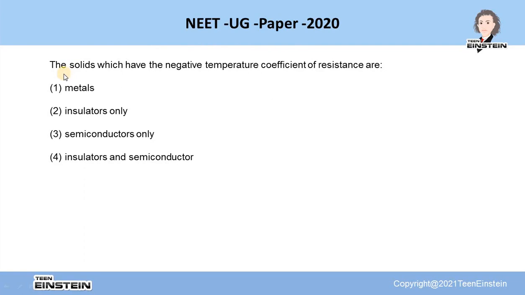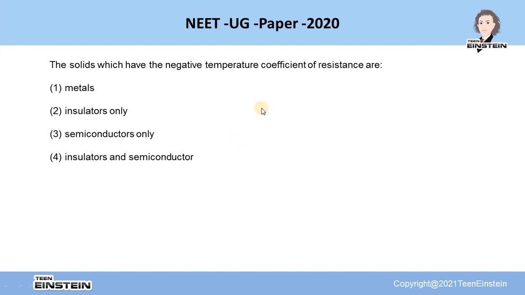Here is the problem. The problem states that the solids which have negative temperature coefficient of resistance are metals, insulators only, semiconductors only, or insulators and semiconductors. So out of these four options, which one is correct, you have to choose.